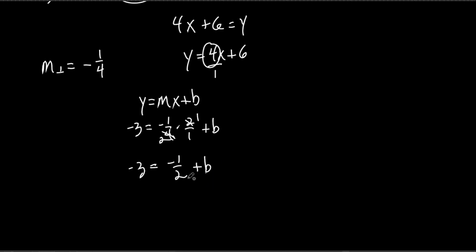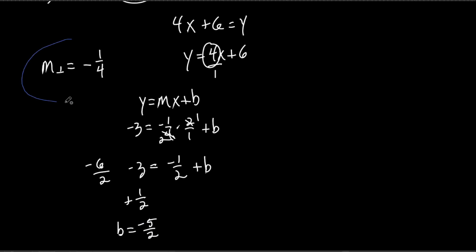Both of the fractions have a denominator of 2. So I add a 1/2 to both sides. How do we write this with a denominator of 2? It'd be a negative 6, wouldn't it? Negative 6 over 2 is the same thing as negative 3. Let's add them up. Negative 6 over 2 plus 1 over 2 is negative 5 over 2. And that's our y-intercept. That's our b.